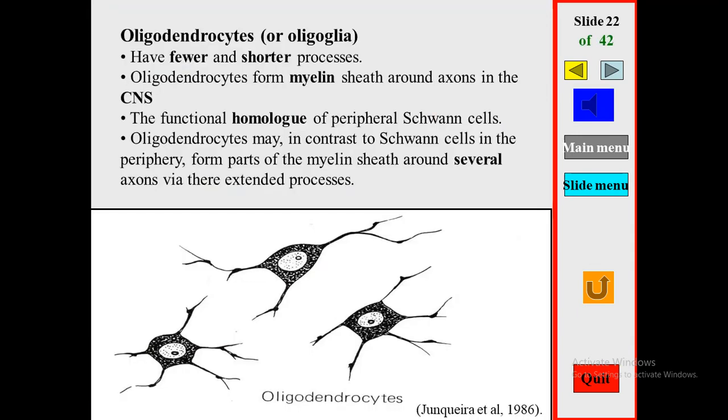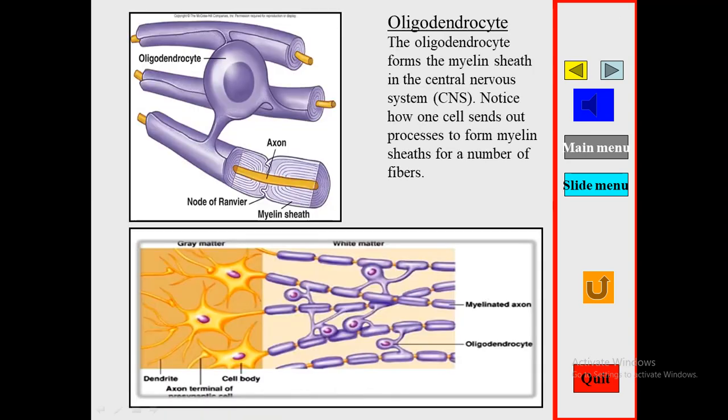Second type is the oligodendrocytes or oligoglial cells. Although those cells have cellular processes, they are not so much like the astrocytes. They provide the myelin sheath of the axon within the central nervous system. They are analogues of the Schwann cells.